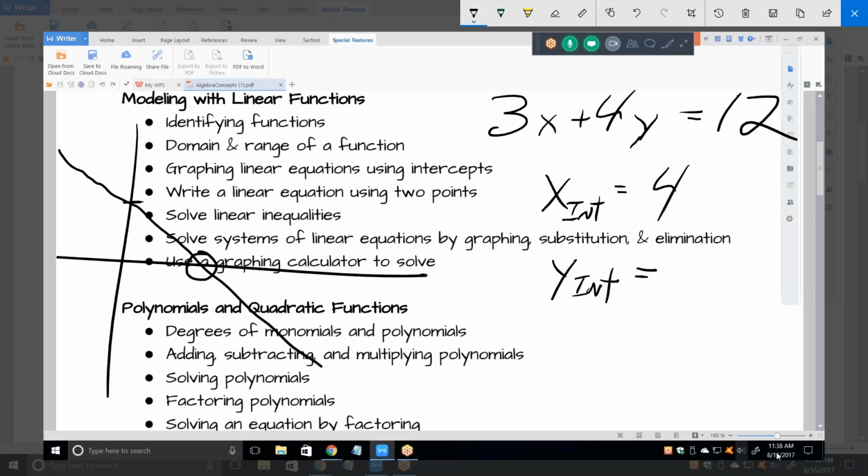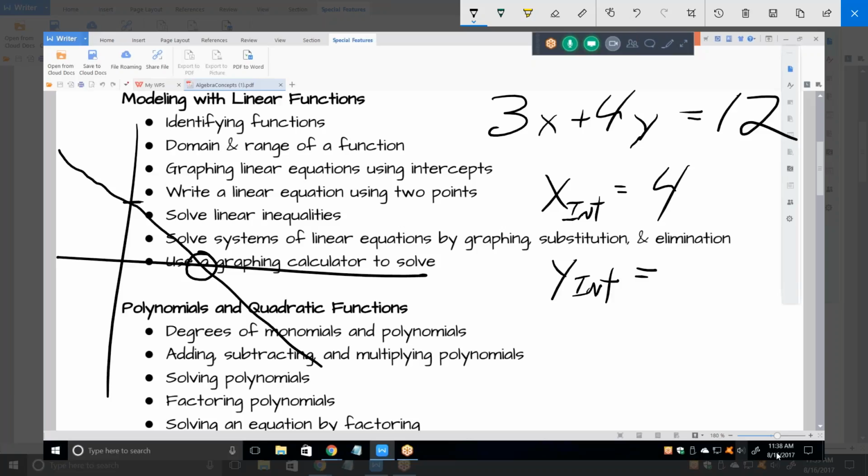What's the x value when I'm on the y-intercept? 3? No. I'm sorry, let's straighten that out before we leave. There's a real simple rule. When you're on the x-intercept, the y value is 0, right? No matter what the function is, doesn't matter if it's linear or not. If I'm on the x-intercept, the y value is 0 by definition.